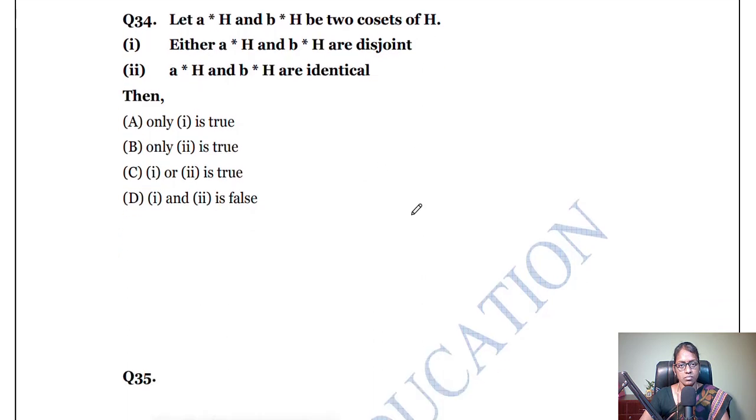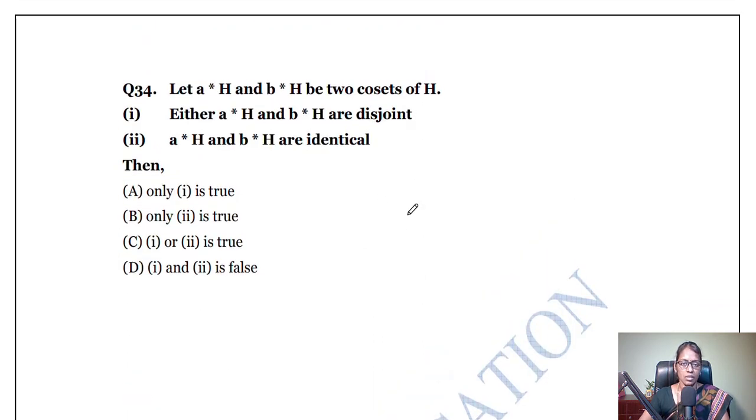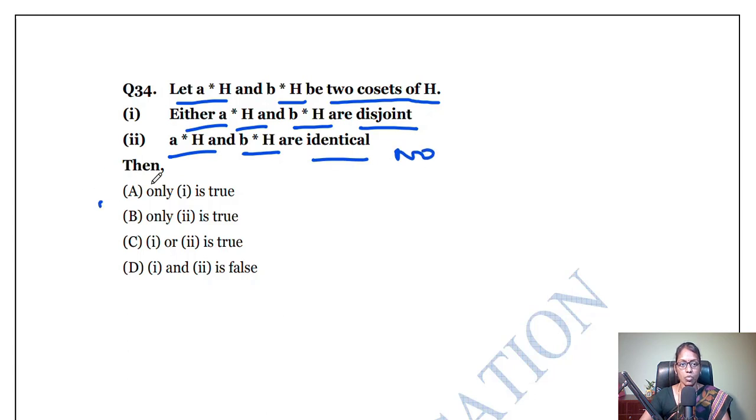The next question is, let A star H and B star H be two cosets of H. Either A star H and B star H are disjoint, yes. Or A star H and B star H are identical? No. So only one is true.